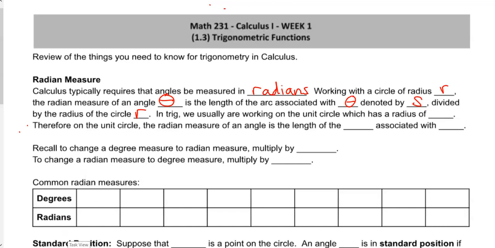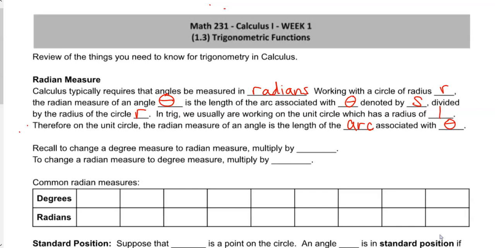In trig, we usually are working on the unit circle, which has a radius of 1. Therefore, on the unit circle, the radian measure of an angle is the length of the arc associated with theta. So we don't have to worry about that different r, because whenever I divide by 1, it is just kicking back the same thing, like the identity property.